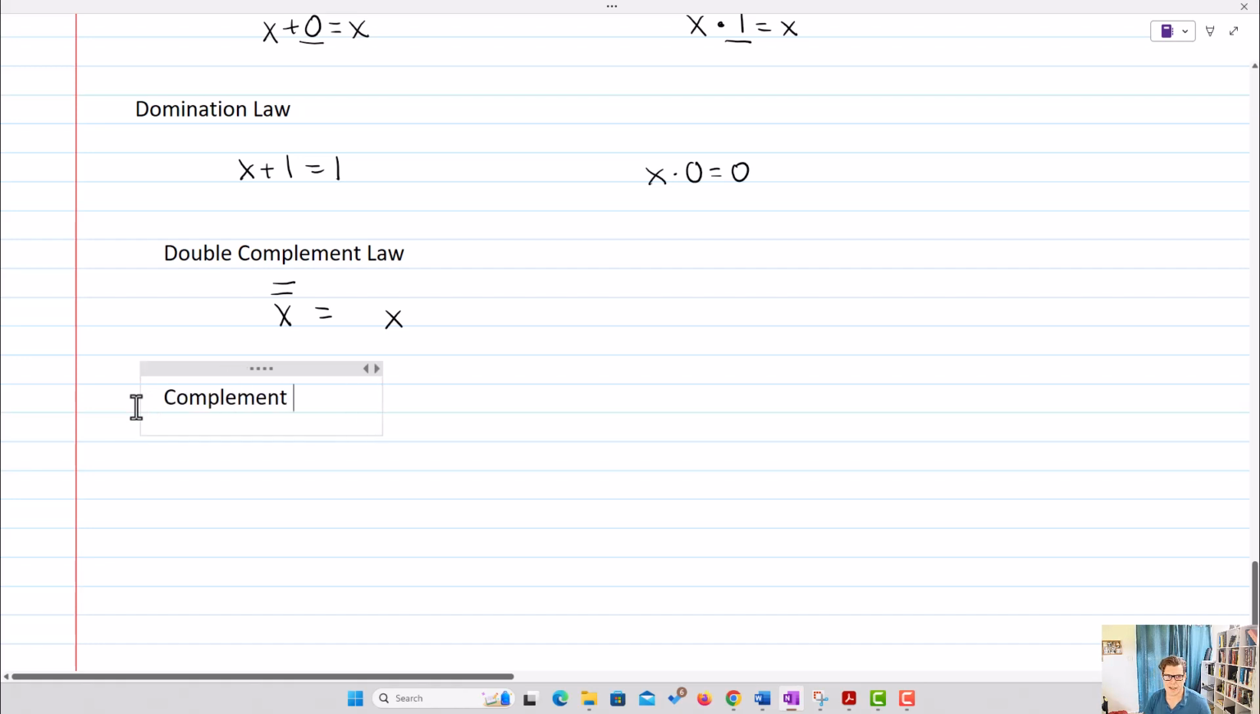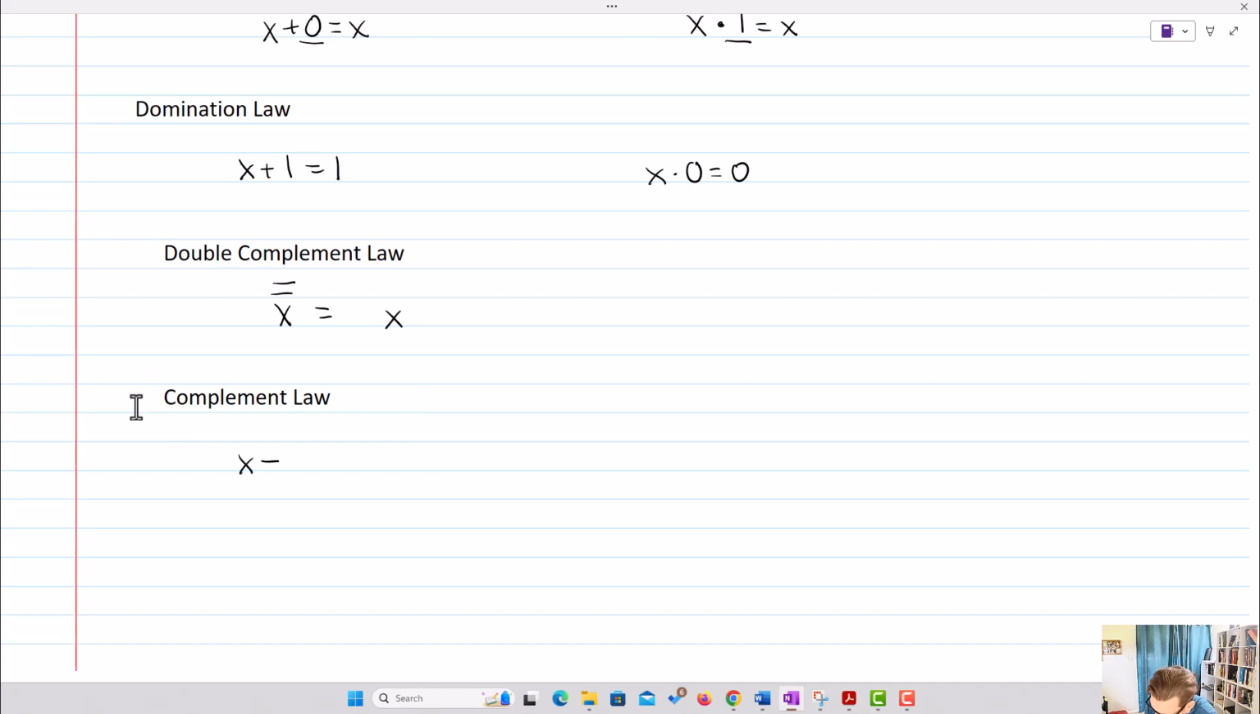And these are interesting. Again, these actually set up because we only have the two values, 0 and 1. So x plus x complement equals 1. Think about that for a second. Either x equals 0 or x equals 1. If x equals 0, then x complement equals 1. So consequently, what do we end up with? We end up with 0 plus 1 equals 1, or 1 plus 0 equals 1. And that's always going to be the truth.